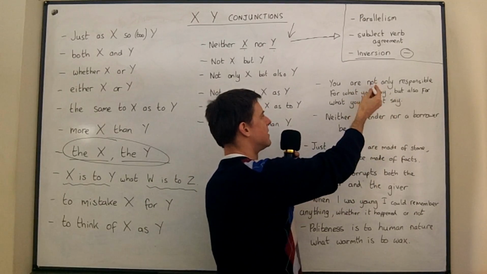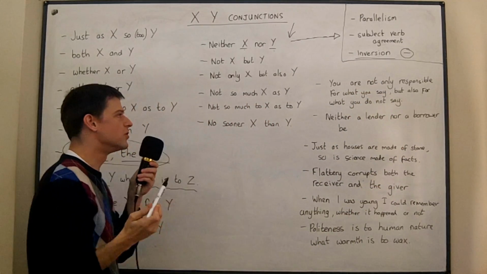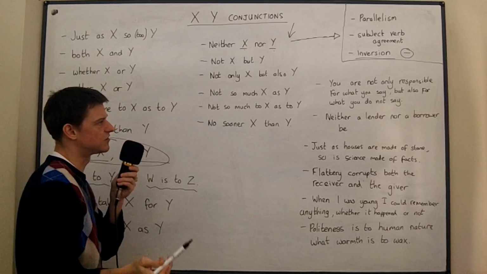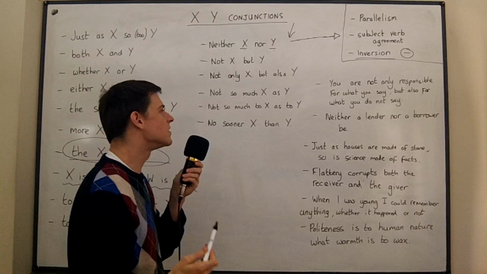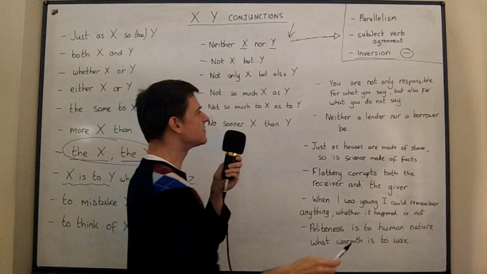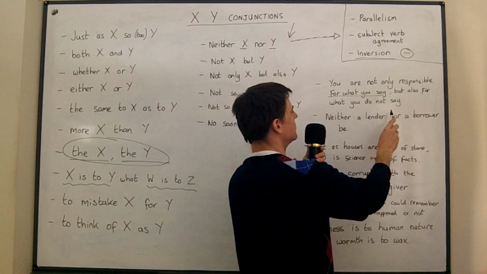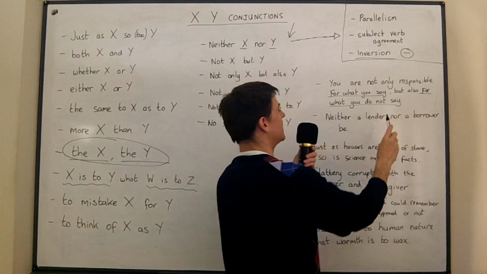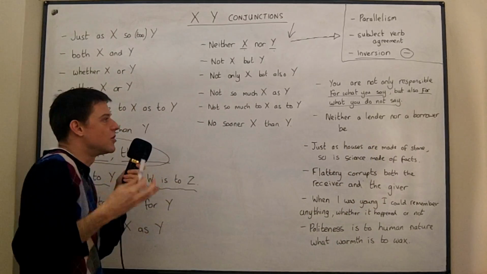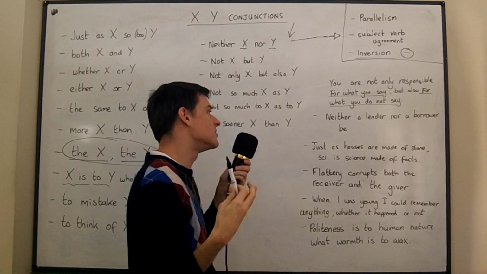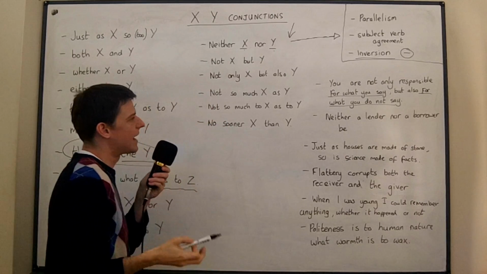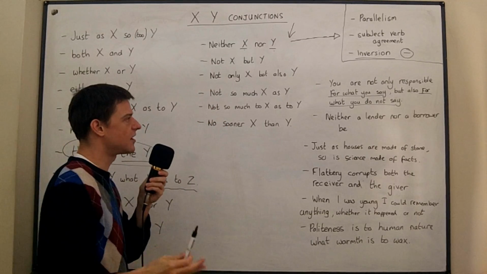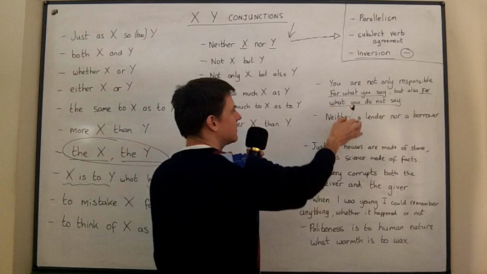This one is from Martin Luther. You're not only responsible for what you say, but also for what you do not say. Now notice the parallelism, please: for what you say, for what you do not say. They're identical except for a not and an auxiliary verb, for what you don't say. And that's what makes it sound very nice, the parallel structures, the parallel clauses.